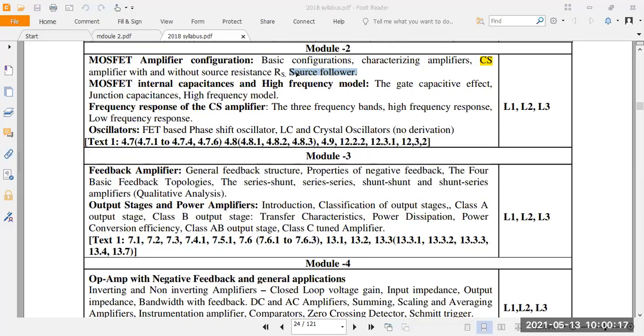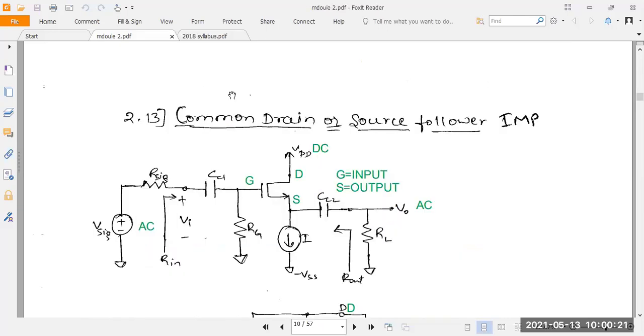You take the source follower. Source follower is nothing but a common drain amplifier. Common drain is nothing but a source follower. Both are the same. Here the drain is connected to ground. Why is it called common drain? Because in the equivalent circuit, the drain is connected to ground.